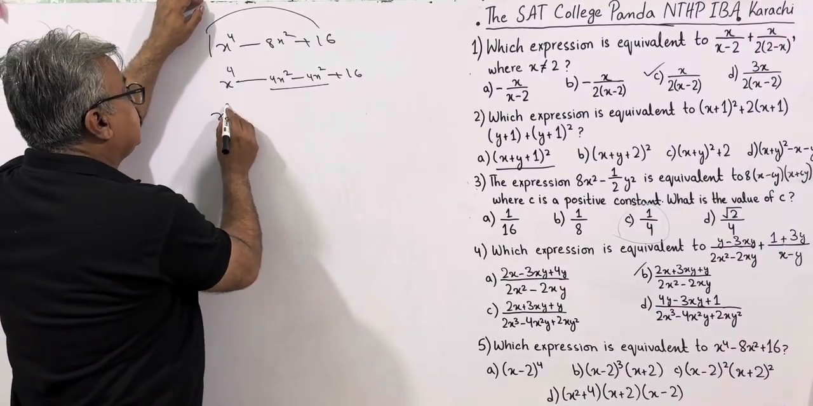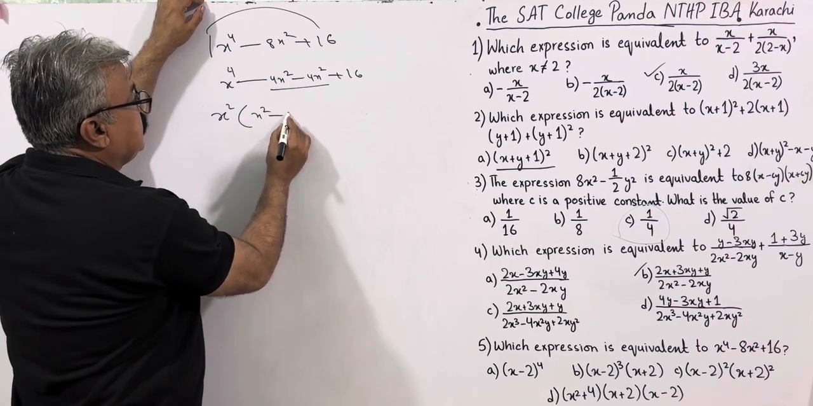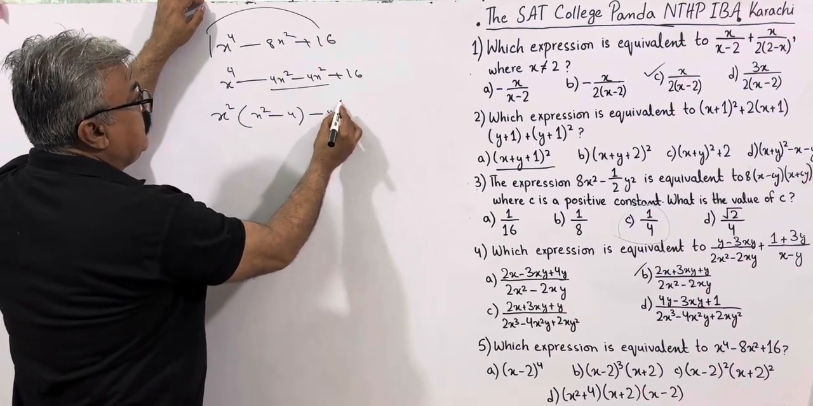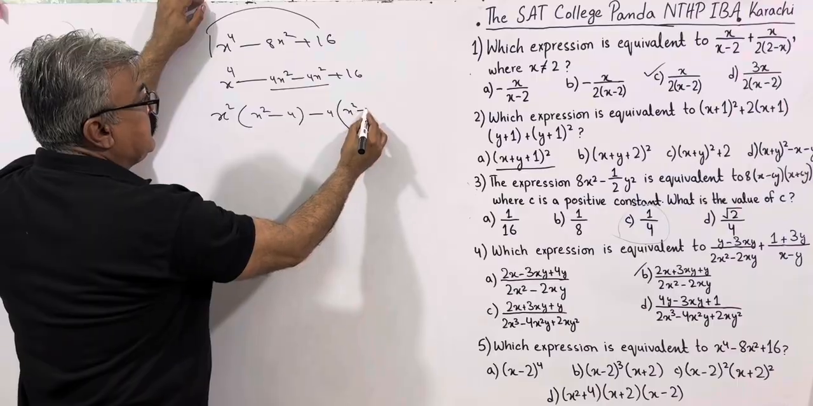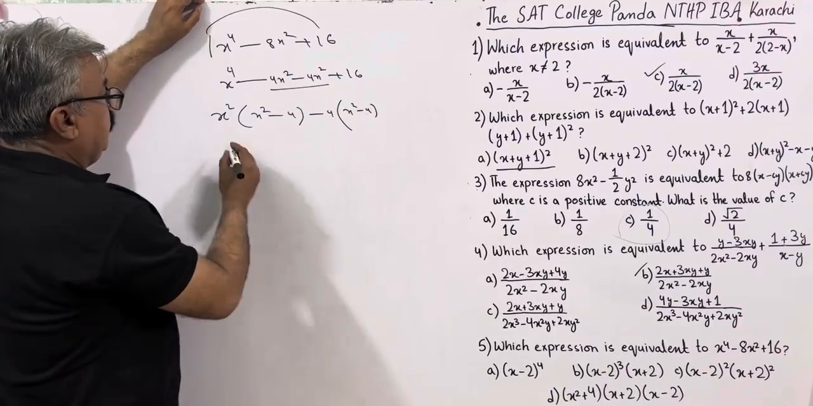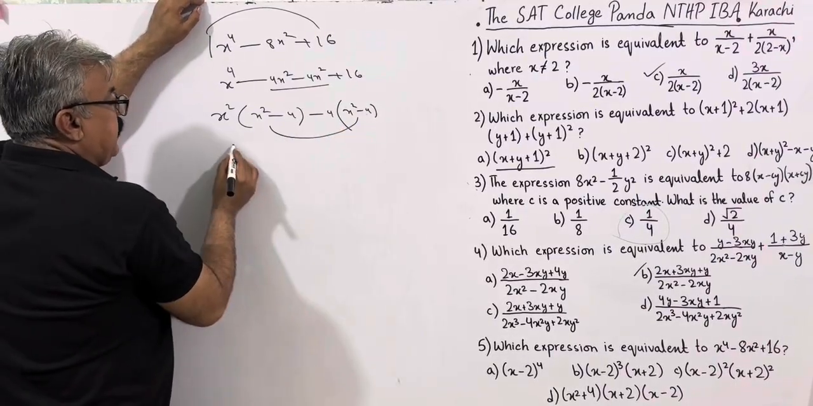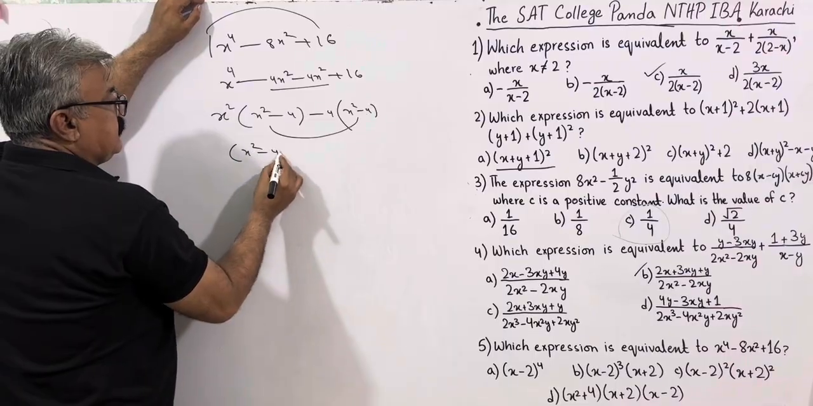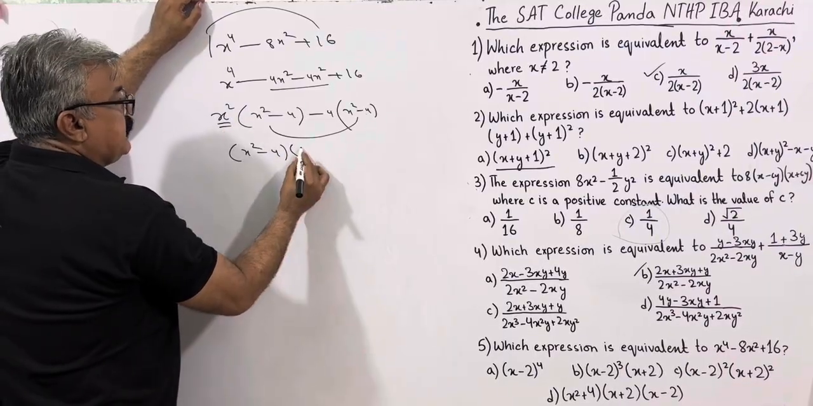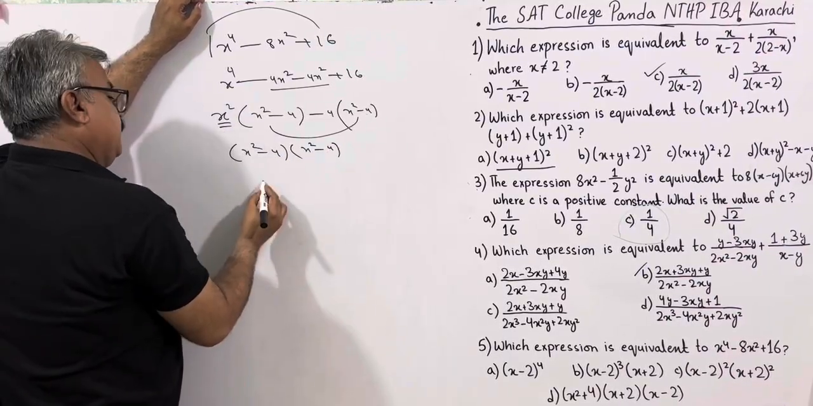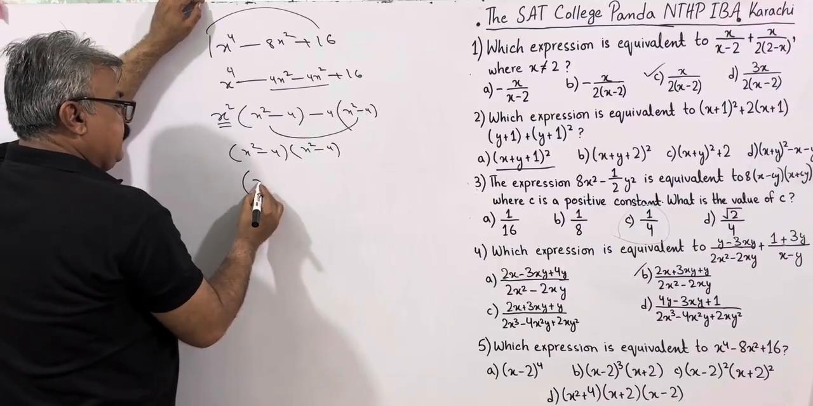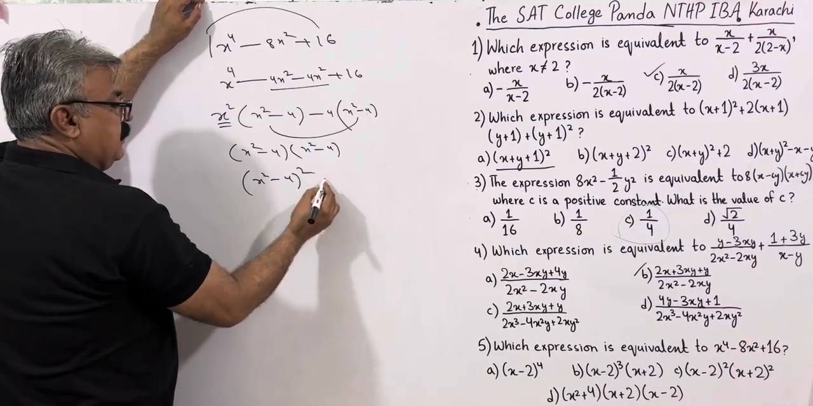Taking x square common, we are left with x square minus 4. Taking negative 4 common, we are left with x square minus 4. These both brackets are identical, so we are good to go. x square minus 4, what remains? The other bracket in that case is also x square minus 4. It can be written as x square minus 4 whole square.